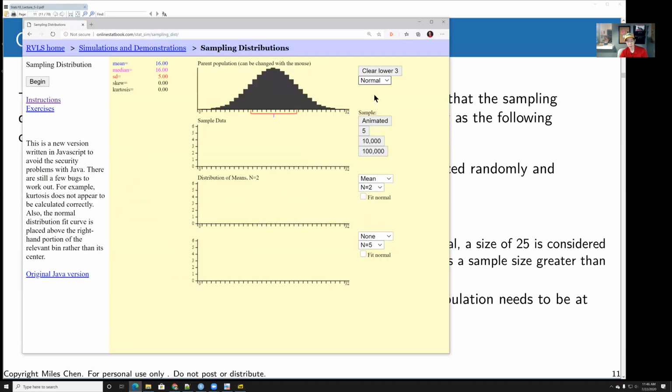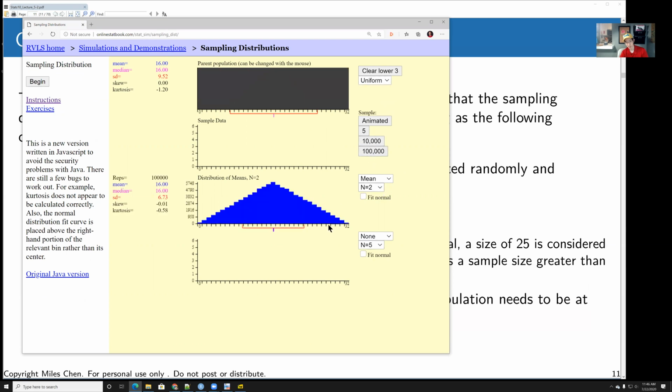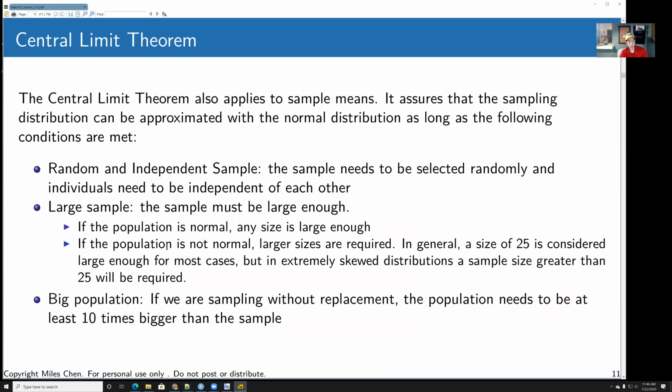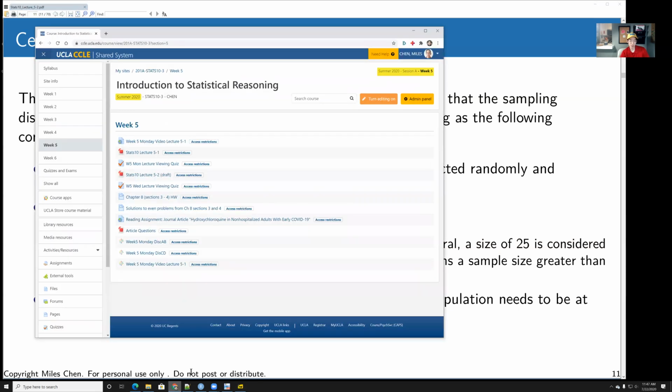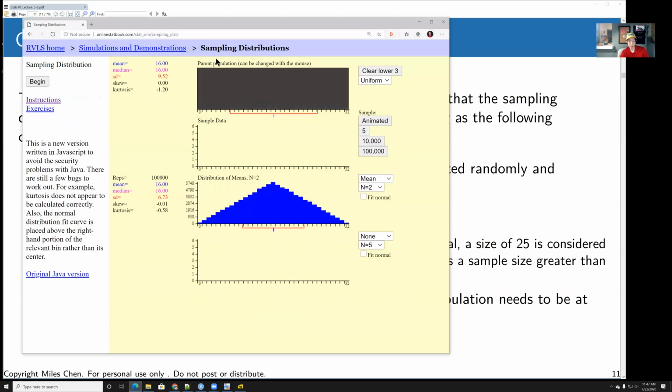When the population was normal, even though I took samples of only size 2, the resulting distribution looks normal. Okay, with the population being normal, samples of size 2 were big enough for this to have a normal distribution. When you have something that's not normal, a sample of size 2 is not big enough. So if the population is not normal, larger samples are required. The rule of thumb is, in general, a size of 25 is considered large enough for most cases, but in extremely skewed distributions, a sample size greater than 25 might be required. In most cases, samples of size 25 are big enough. And generally, the closer the population is to unimodal and symmetric, the smaller the sample needed.